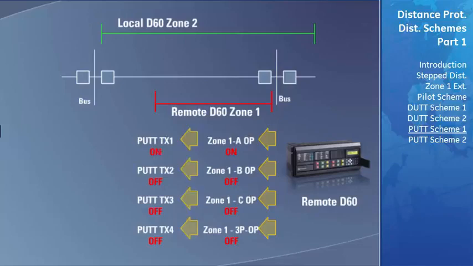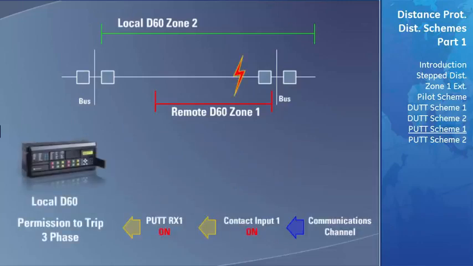Zone 1, it selectively turns on a sequence of bits to send over the communication channel and signal which phases are faulted. Like the DUTT scheme, the local D60 needs to be programmed to let it know how many PUTT keys it will be receiving. If one PUTT key is selected, the relay needs to be programmed to let the D60 know what input is being used as the PUTT key. Once this single PUTT receive signal is detected to be on, the PUTT scheme will trigger the D60 to trip all 3 phases if it detects a fault in its Zone 2 of protection.